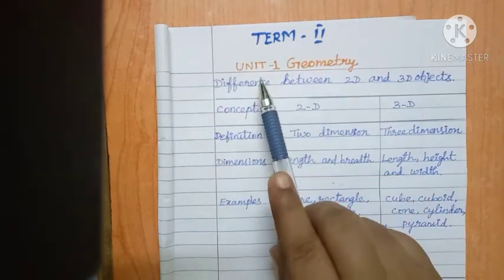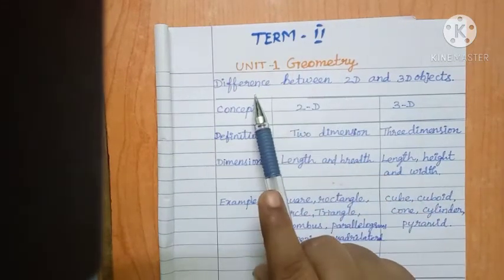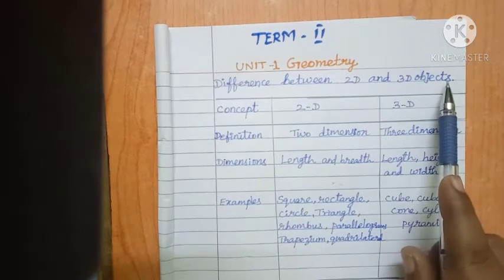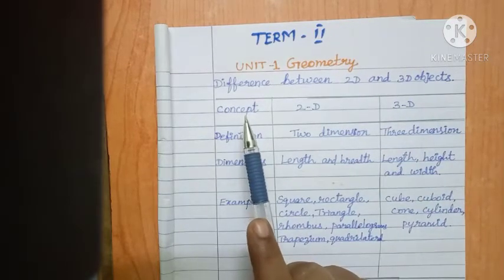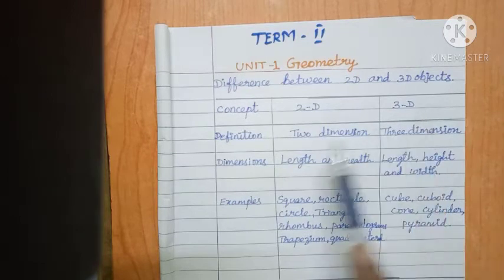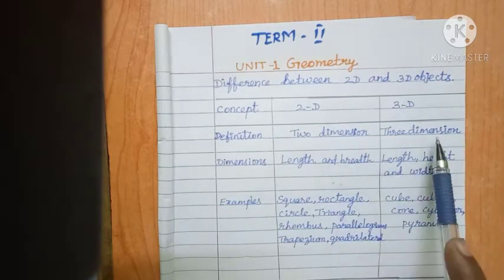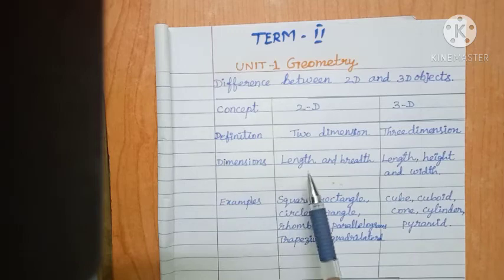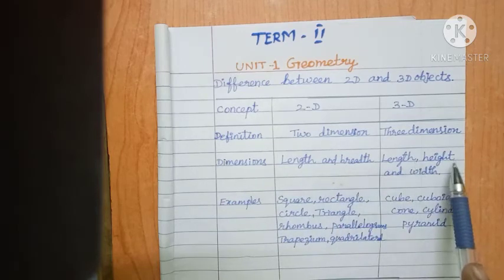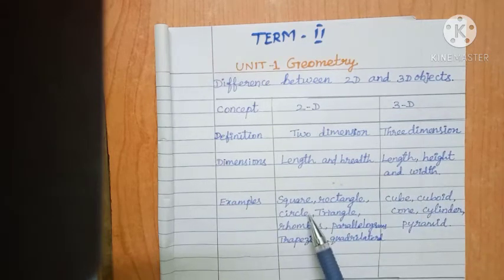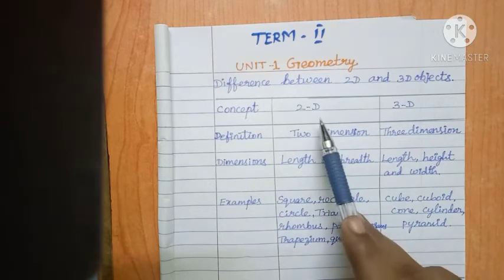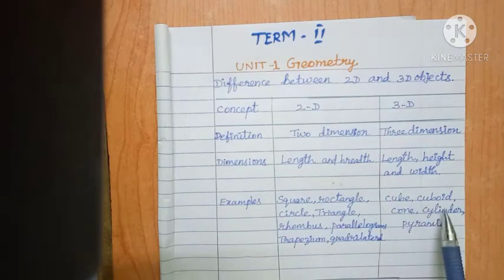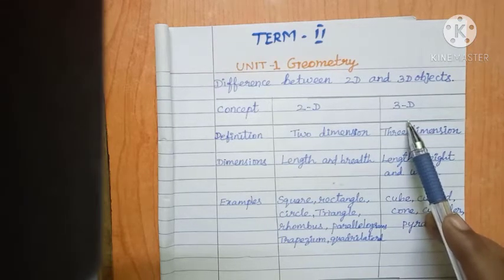Term 2, Unit 1, Geometry. First one, difference between 2D and 3D objects. So write in your classwork: concept, 2D, 3D; definition, 2 dimension, 3 dimension; dimension, length and breadth; length, height and width. Examples: square, rectangle, circle, triangle, rhombus, parallelogram, trapezium, quadrant. These are 2D shapes. Cube, cuboid, cone, cylinder, pyramid. These are 3D shapes. Okay.